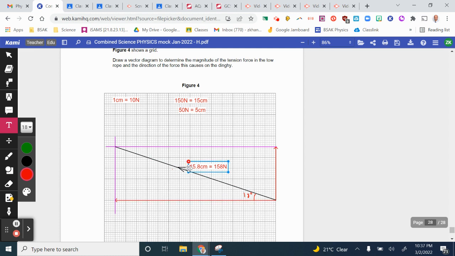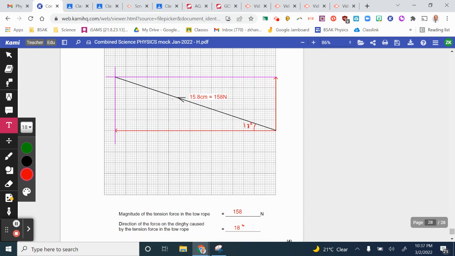If we measure that out, that would be 15.8 centimeters, and due to that scale, that's 158 newtons. The angle that we get is around about 18 degrees. So 158, and what was accepted was between 155 and 160, and 18 degrees, so what was accepted was between 18 and 20 degrees.